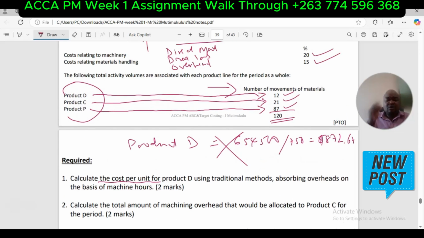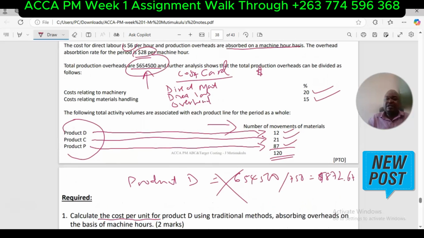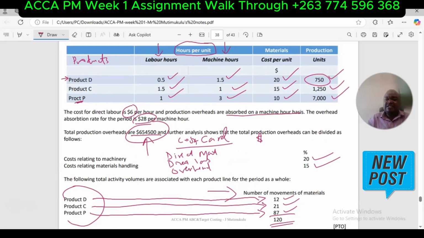So, we need to be very, very systematic. We need to understand the cost cut principle. So let us use the cost cut principle. Like I said, we need first of all the direct material cost per unit, and this one was given by the examiner. Product D requires $20 per unit, so we put our 20 there.